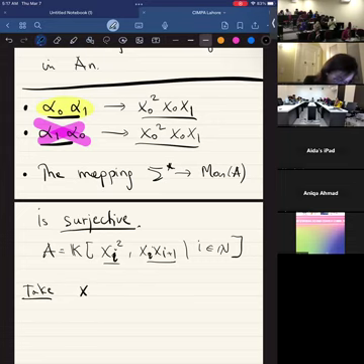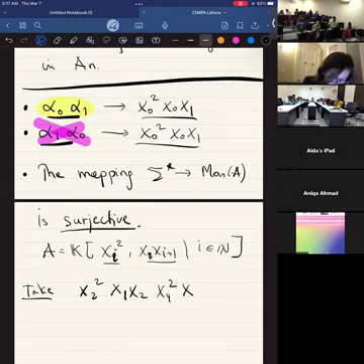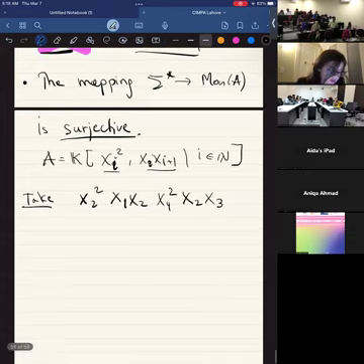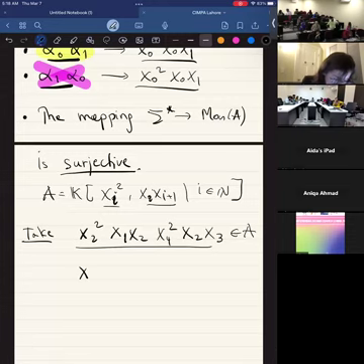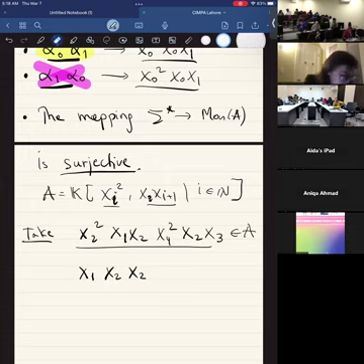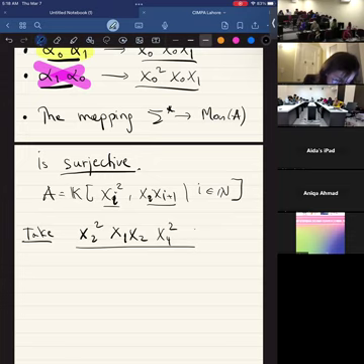So take, let's say, x2 square, x1, x2, x4 square, x2, x3, and let's take also x1. This one lives in A because it's a product of generators. Now I can also take x1, x2. Let me make a small change because I wanted to point out where I want to go. I'm going to take x1, x2 again here, and I'm going to take this to be 3.